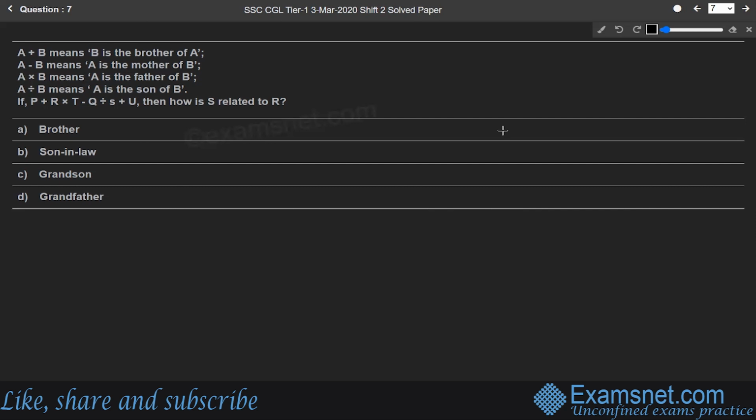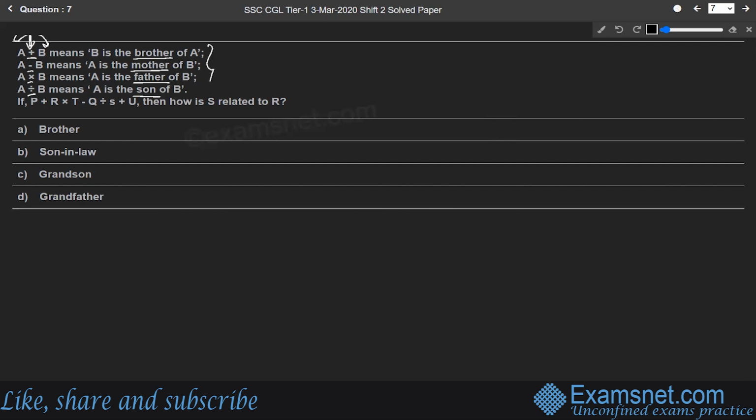But we have different symbols, that is plus, minus, multiplication and divide. Plus means the relationship is of brother. Minus means the relationship is of mother. Similarly, multiplication means the relationship is of father. And division means the relationship is son. Because it is given that if A plus B, it means that B is the brother of A. Means if there is a plus sign, it means that A and B are brothers. If there is a minus sign, it means that A is the mother of B. Similarly, if there is a multiplication sign, it means that A is the father of B. And similarly, there is division sign, then it means A is the son of B.